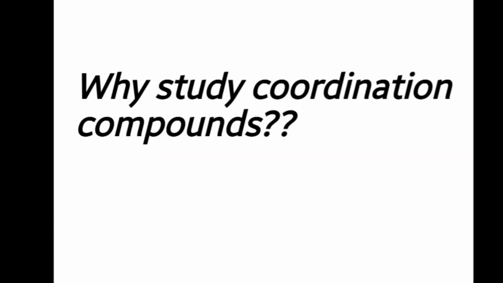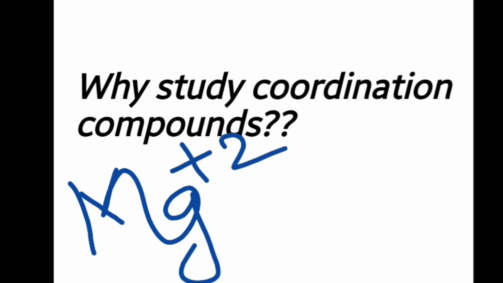So why study coordination compounds? Before you learn something, you need to know the importance of learning that particular concept. Is it used somewhere? So where can you find these coordination compounds? Naturally, you can see coordination compounds in chlorophyll, hemoglobin, vitamin B12. All these will have a metal ion. Chlorophyll will have Mg in it, Mg plus 2. This will be the central metal ion in that.